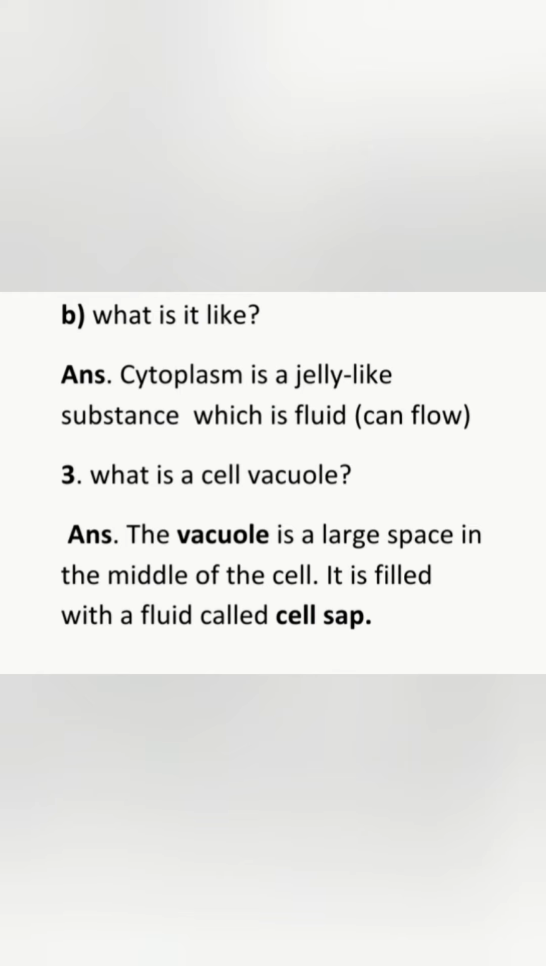Question number 3 is, what is a cell vacuole? The answer is, the vacuole is a large space in the middle of the cell. It is filled with a fluid called cell sap. Today we learned the definition of cells, the light microscope, and animal and plant cells. I hope you understand the concepts given in this topic.